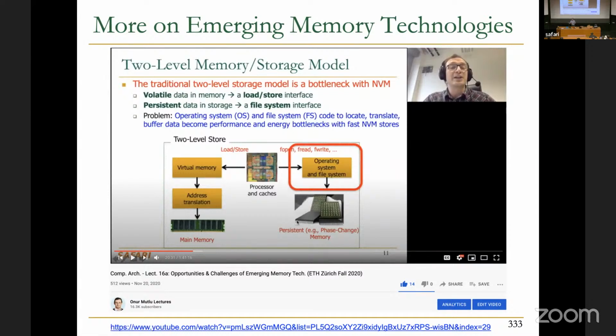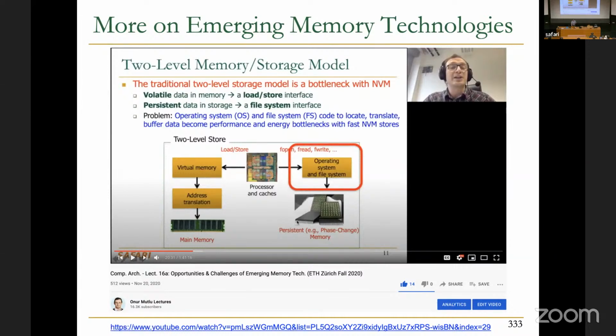Going through the file system to map the data back into DRAM starts making no sense. So if some of these disruptive memory technologies happen, and if they replace most or some of your storage with very fast technology like phase change memory or STT-MRAM, then we really need to rethink the software layers as well, because we cannot keep the same storage model that we have.